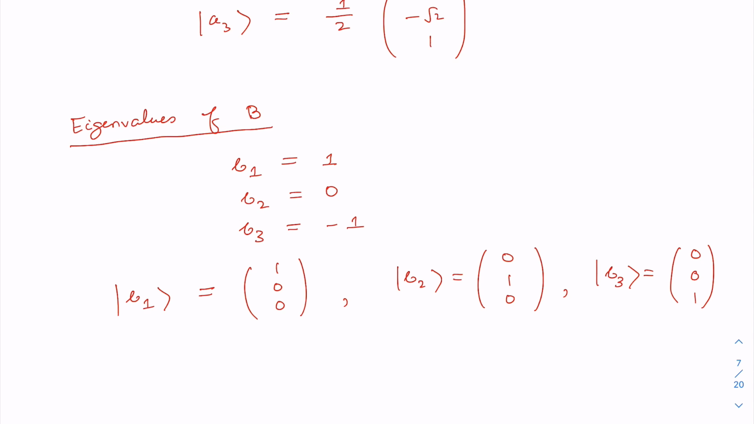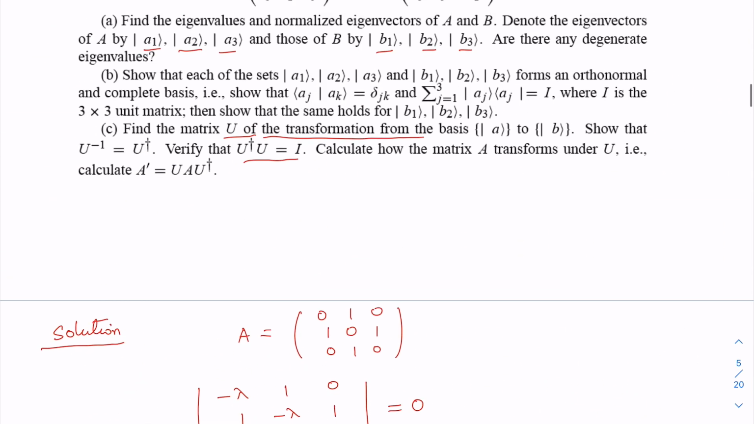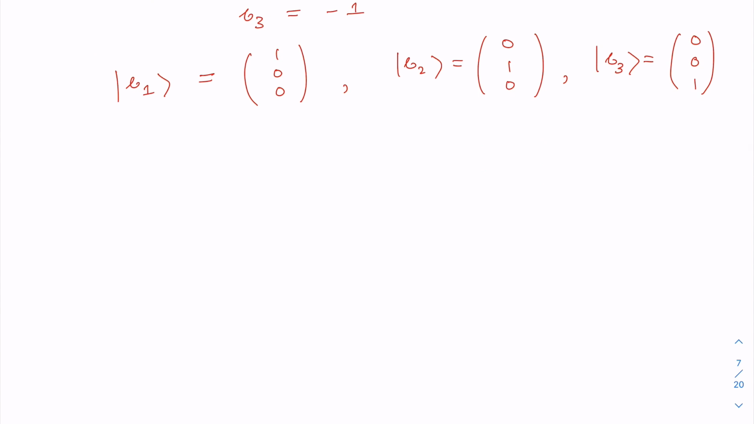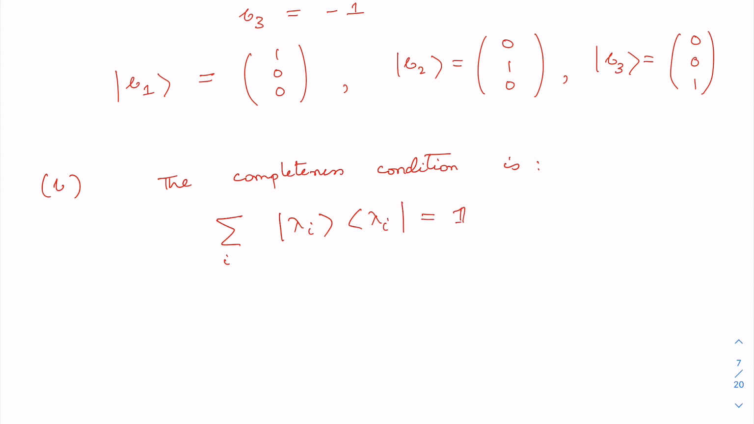Now in the second part of the problem, part b, so we have now done part a. In part b, you have to show that a1, a2, a3 as well as b1, b2, b3 form a complete basis as well as an orthonormal basis. So first of all, let us remind ourselves of the completeness condition, which is given by the sum over i of lambda i equal to identity.